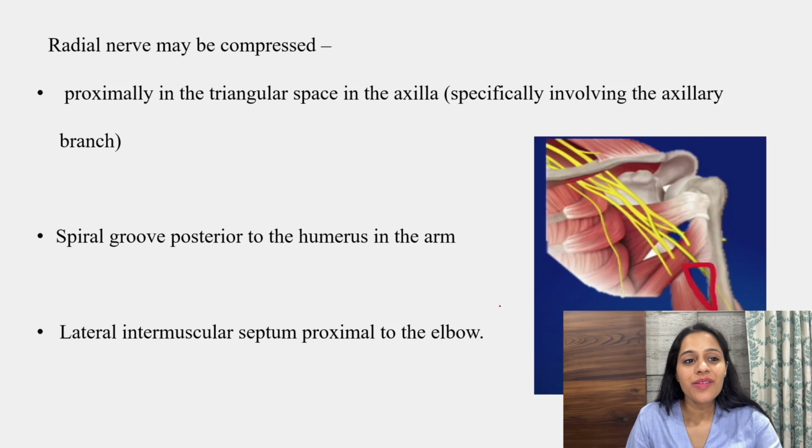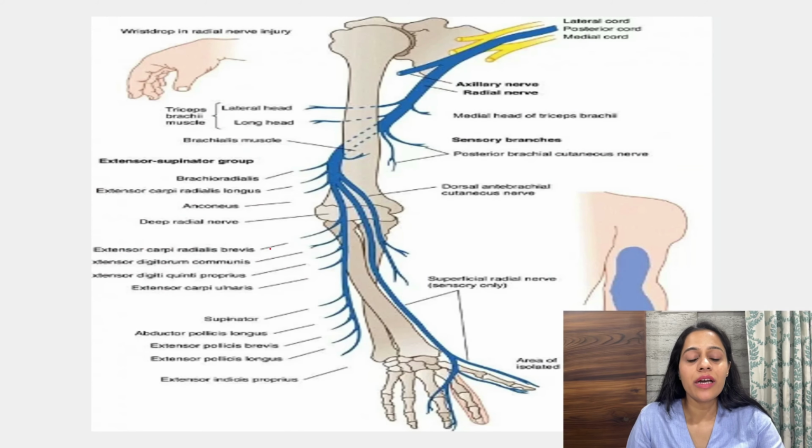Now coming to the radial nerve, it can get compressed in the triangular space in the axilla. This triangular space is bounded by the humerus bone laterally, by the long head of the triceps and by the teres major muscle. So it can get compressed in this region. Secondly, it can get compressed in the spiral groove which is posterior to the humerus in the arm, or the lateral intermuscular septum proximal to the elbow.